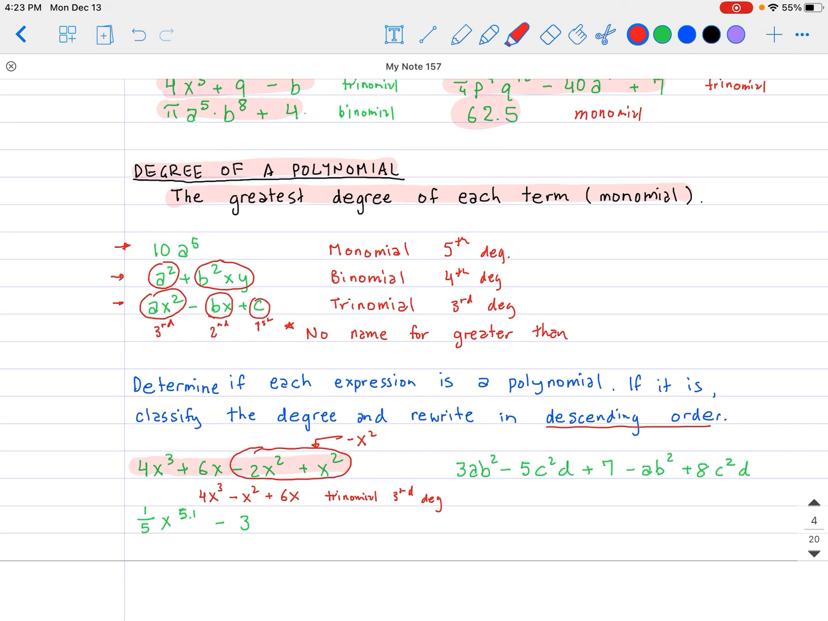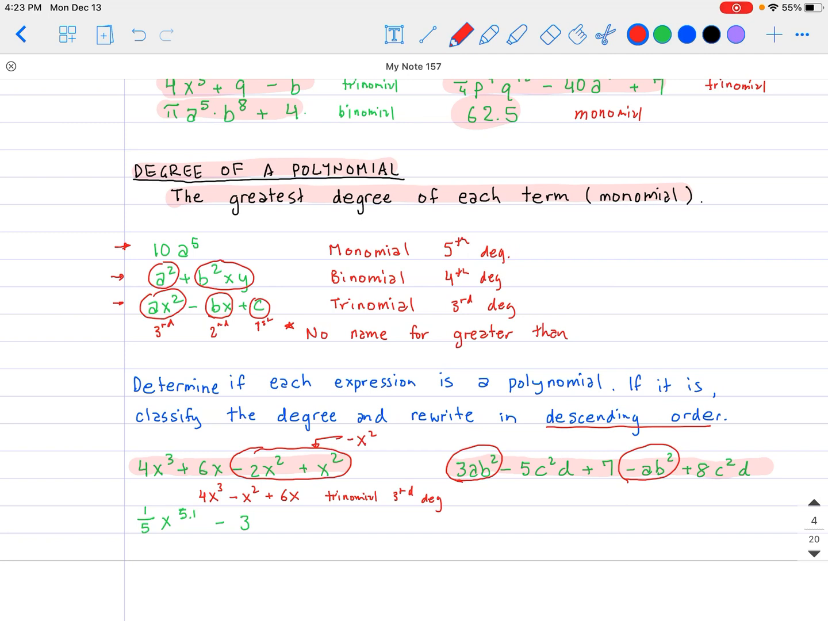Okay, moving on to the next one over here. You'll notice this time we have 3 times ab squared minus 5c squared d plus 7 minus ab squared and then plus 8c squared d. So first what I'll do is just the same thing as before. I'm going to see if there are any like terms that I can combine. And there are definitely some, because if you look at this first part right here, 3ab squared, and then we also have negative ab squared. Those two can combine together.